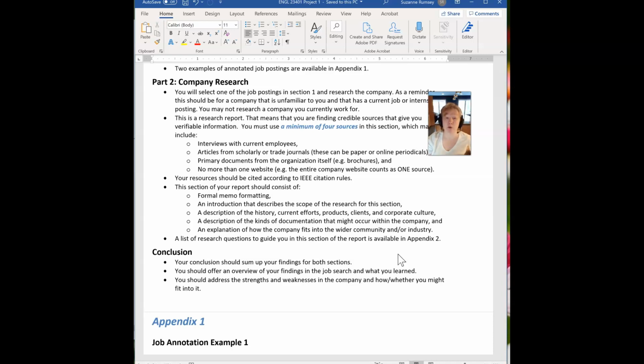Okay. You can look for articles that are scholarly. Also trade journals. Those can be in paper, but often they're going to be online periodicals, and those you would find through the library. You can look at primary documents, so documents that the company actually puts out for itself. If they have brochures, if they have commercials, that sort of thing, you can use those. And then no more than one website, meaning the entire company website counts as one source.